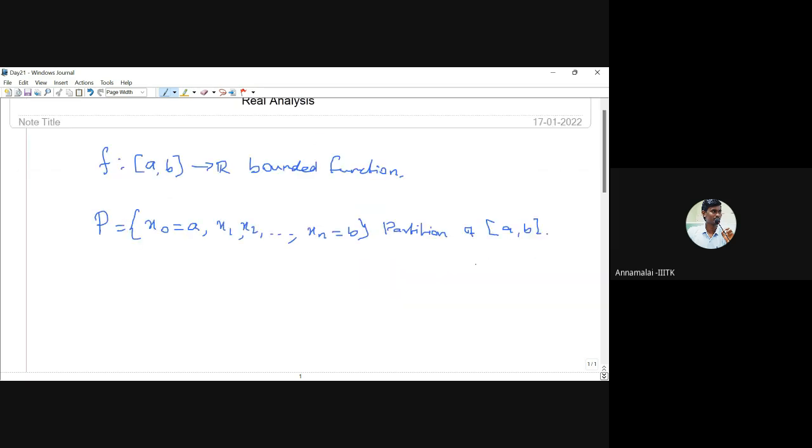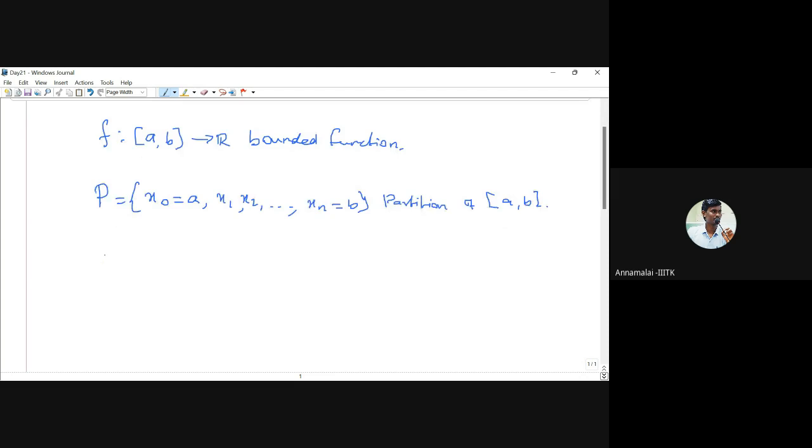Now for each partition, we define the minimum value of the function, that is mi. Small mi is the infimum of the function f(x), where x varies over the ith interval, that is x belongs to [xi-1, xi]. In the ith interval, the minimum value of the function we call mi. Capital Mi is the maximum value, that is the supremum of f in the ith interval, x belongs to [xi-1, xi].